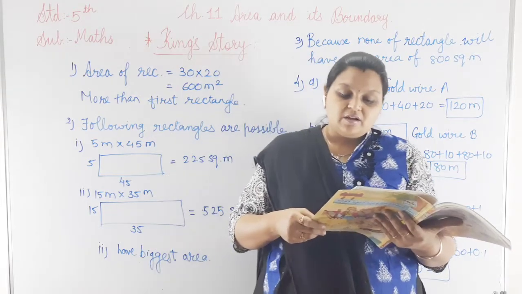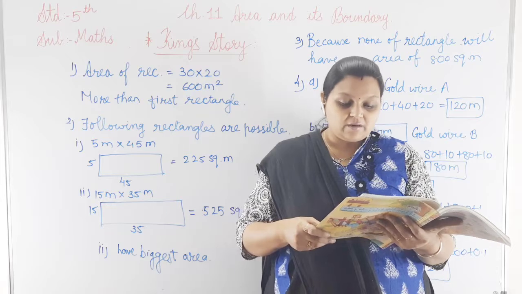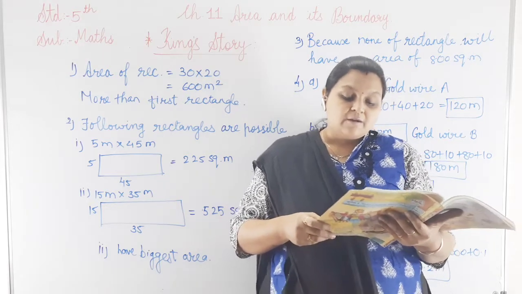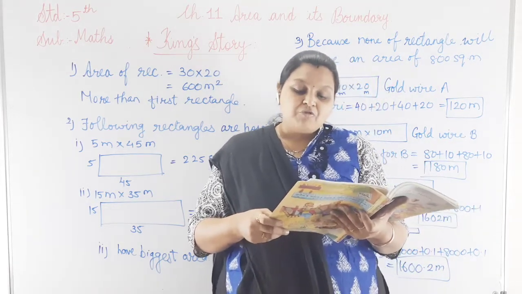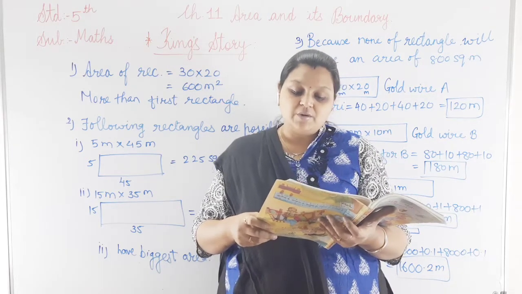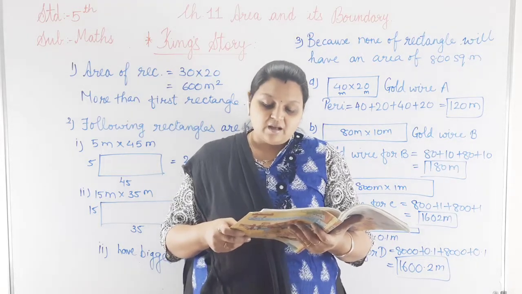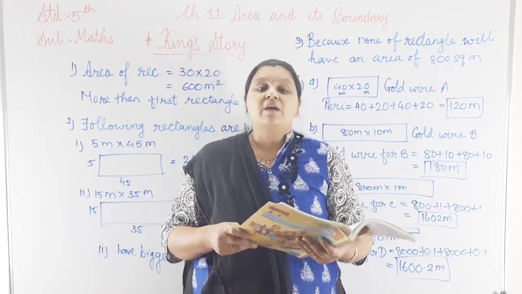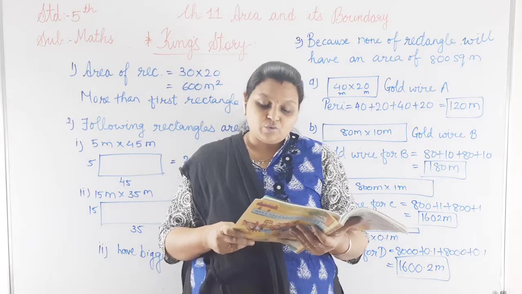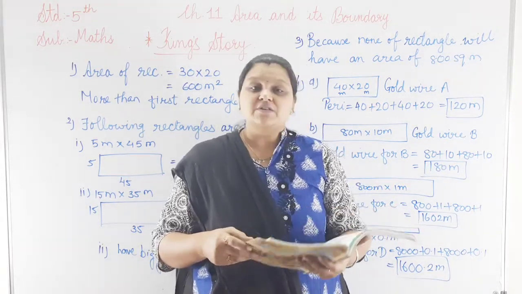So next rectangle was 30 meter into 20 meter rectangle. So question is, what is its area? First rectangle's measure was 10 meter into 40 meter. So whose area is more? We have to find that out. Question is, what is its area? Is it more than the first rectangle?